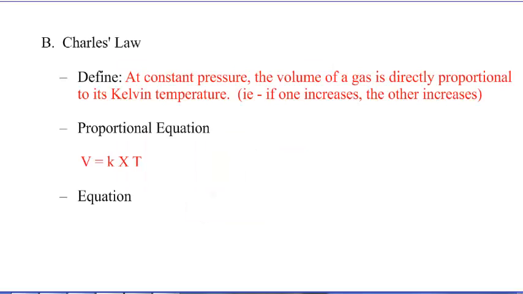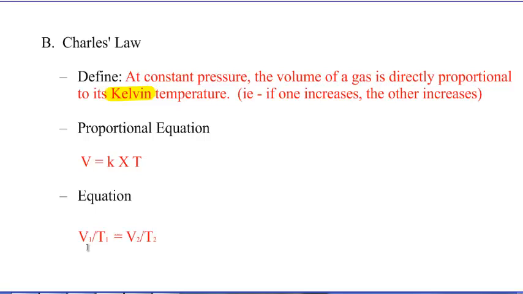So again, that is a directly proportional relationship. If temperature goes up, volume is going to go up too, and vice versa. The proportional equation: V, volume, is equal to K, a constant, times T, temperature. Our actual equation, we're dividing this time. V1 over T1 equals V2 over T2. Please note that these slashes are division, so it's V1 divided by T1 equals V2 divided by T2.